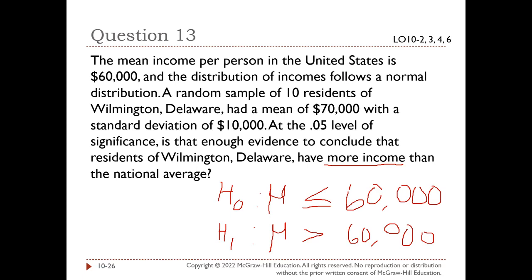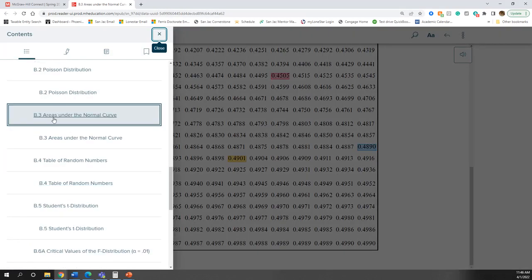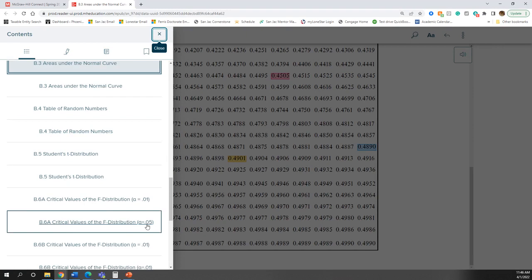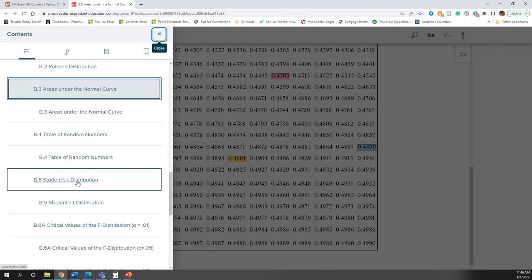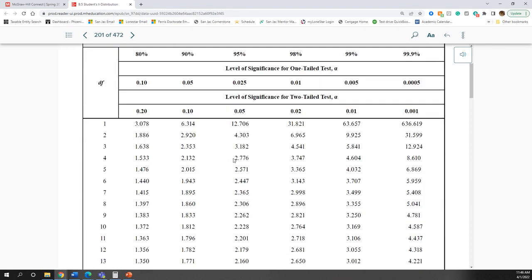Okay, so there's our two. There's our significant items. Next, let's find our T value. So, charts. Again, remember B3 is for Z, and then B5 is going to be our T distribution. Okay, two different tables. We haven't gotten to the F distribution yet, so don't look at critical value there yet. Yes, just a preview of what's to come.